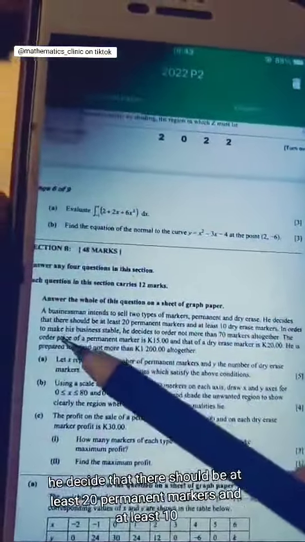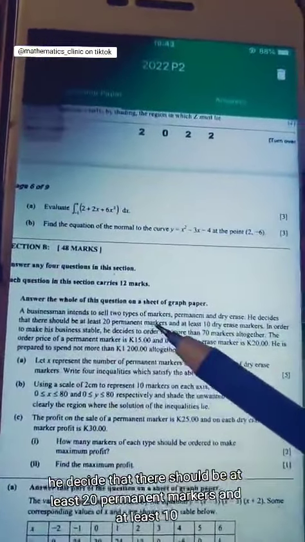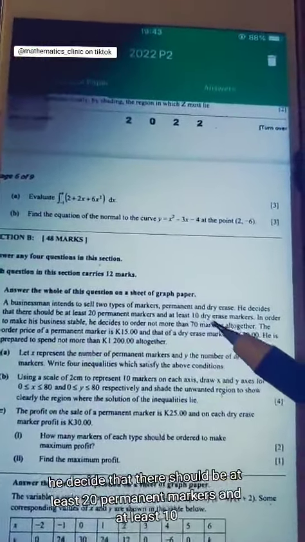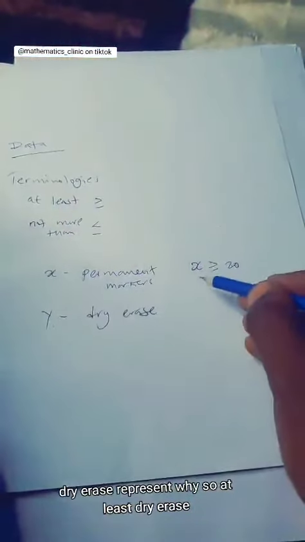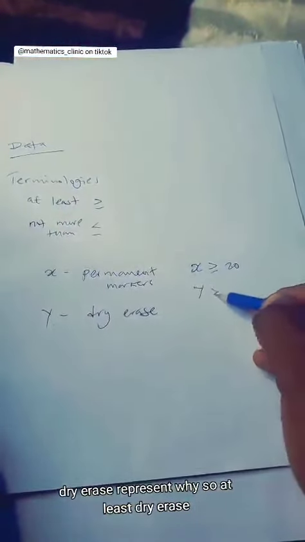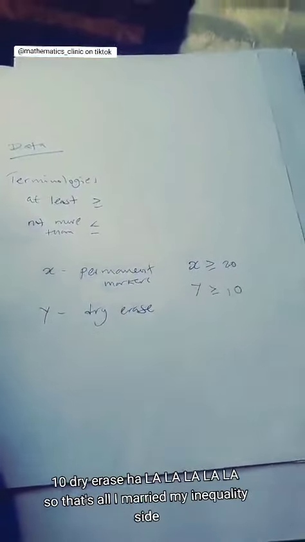He decides that there should be at least 20 permanent markers and at least 10 dry erase. Dry erase is represented by Y. So at least 10 dry erase.